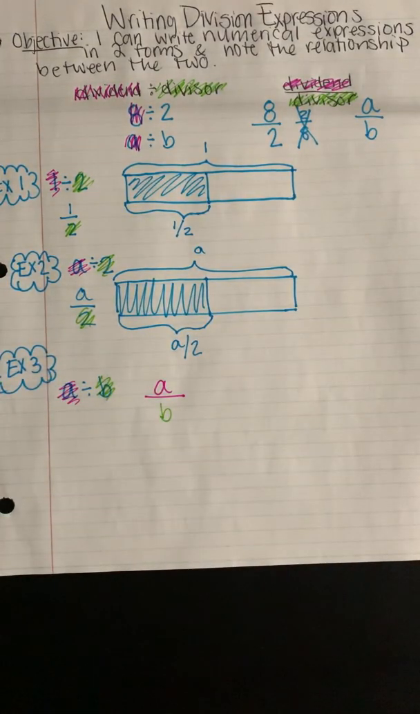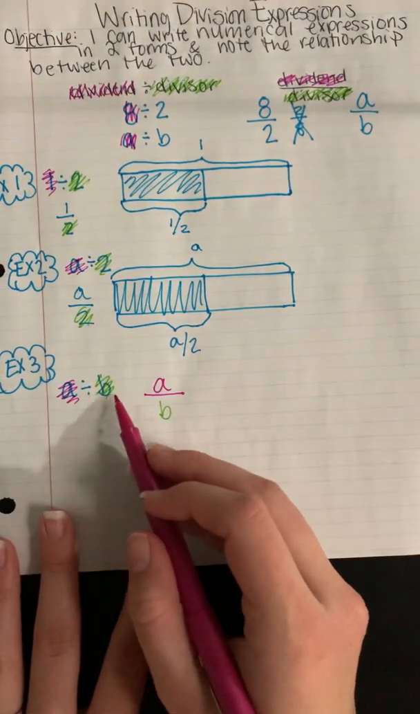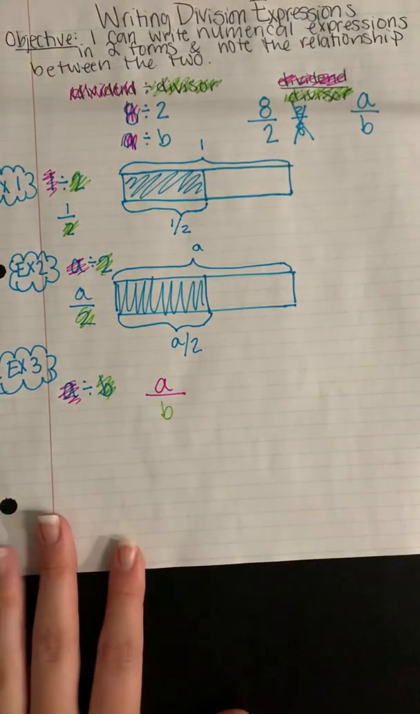We don't necessarily need the models after we learn that principle, but if drawing the models is helpful for you while you're starting this out, that's totally okay. So we have two variables. We know A divided by B would look like this: A on top, A over B.